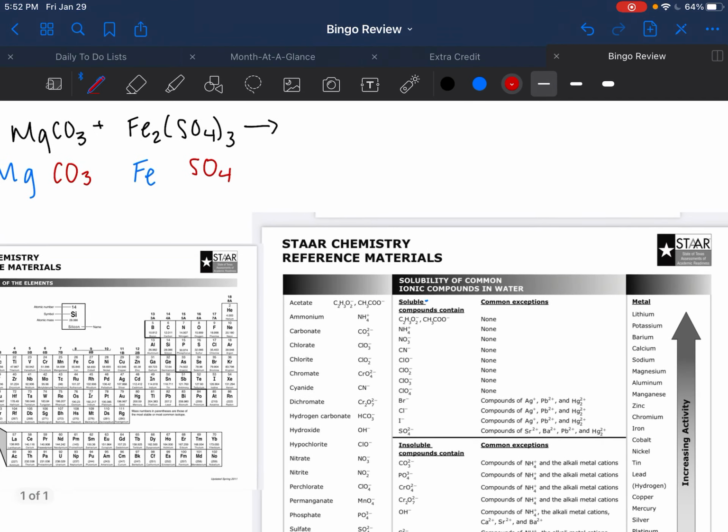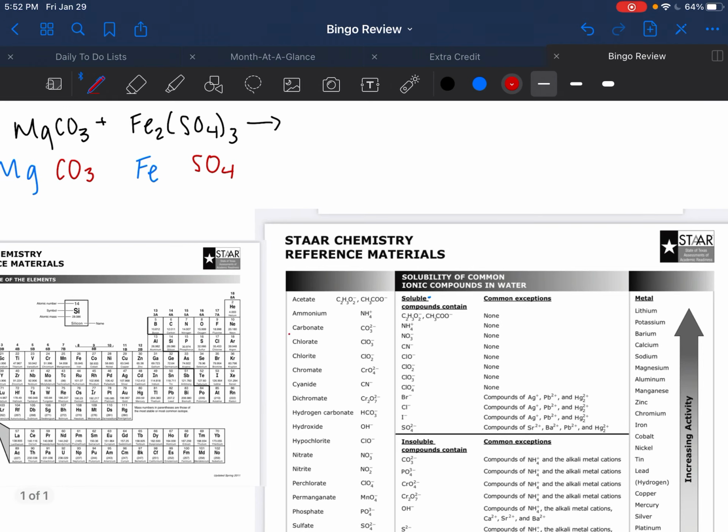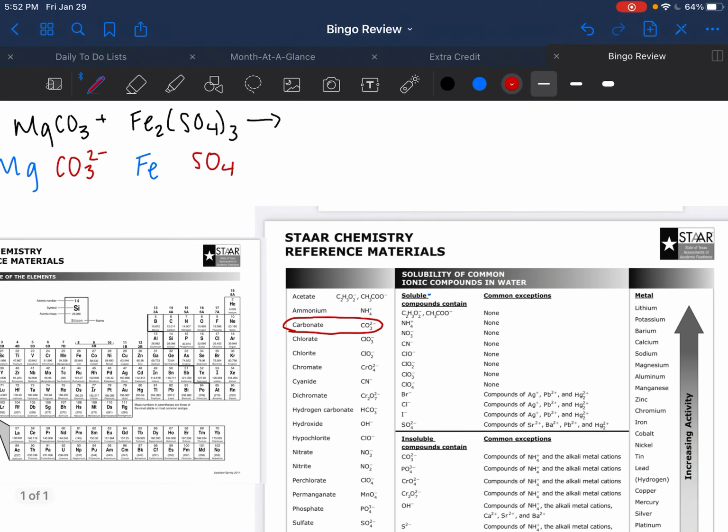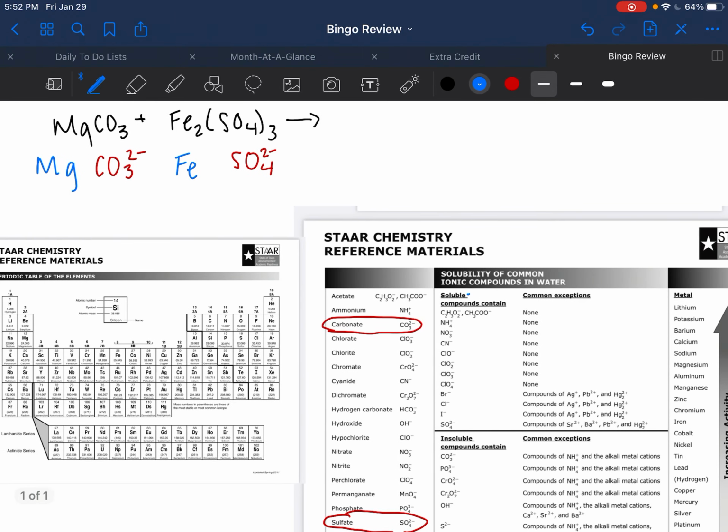So on this polyatomic ion list, I can see carbonate is CO3 2-. So there's my 2-. And sulfate, down here at the bottom, is SO4 2-. Alright, so now I know my charges on my polyatomic ions. So how do I get my charges for my cations here? Magnesium is pretty easy. It is right here on the periodic table, and that column, that second column, it likes to be 2+.